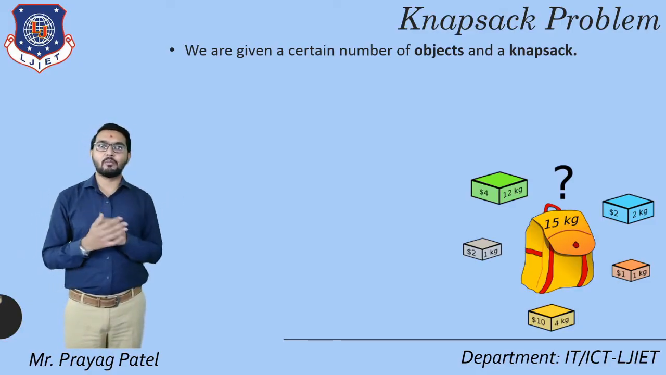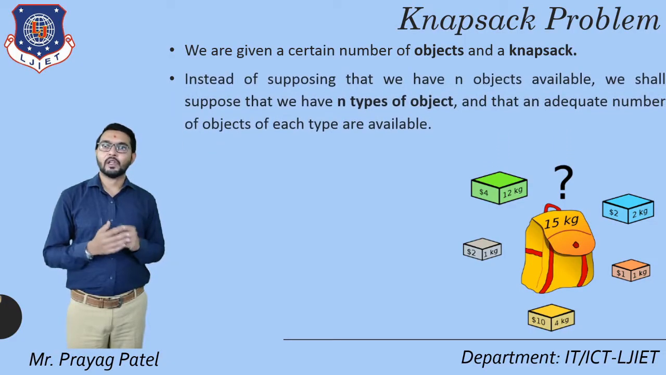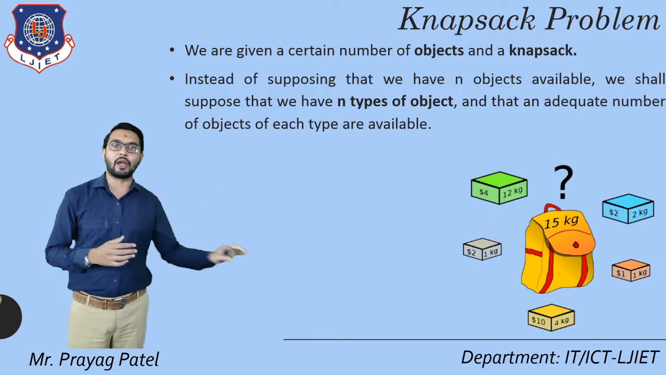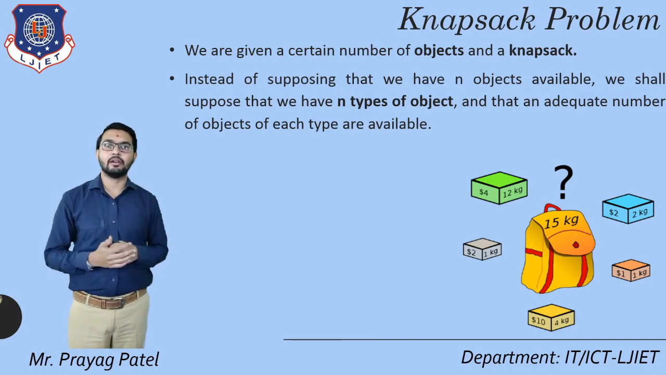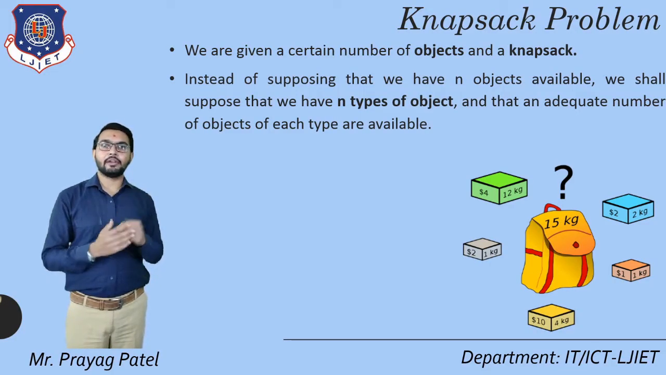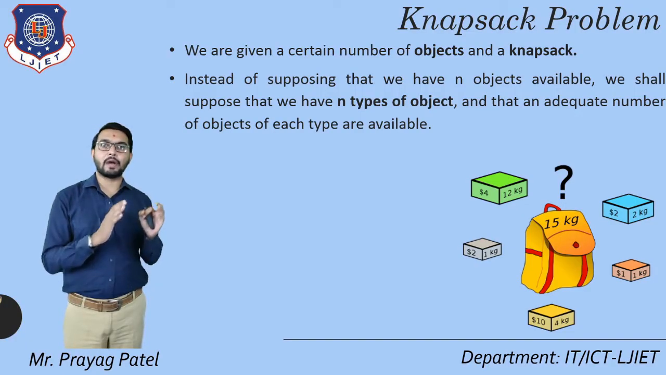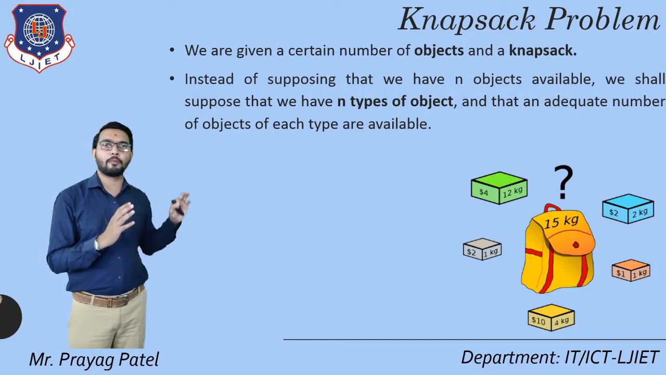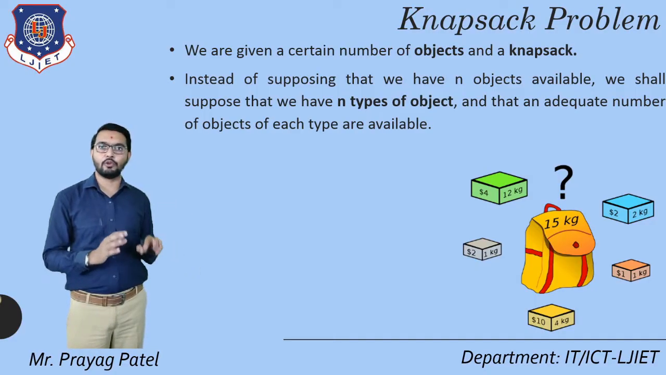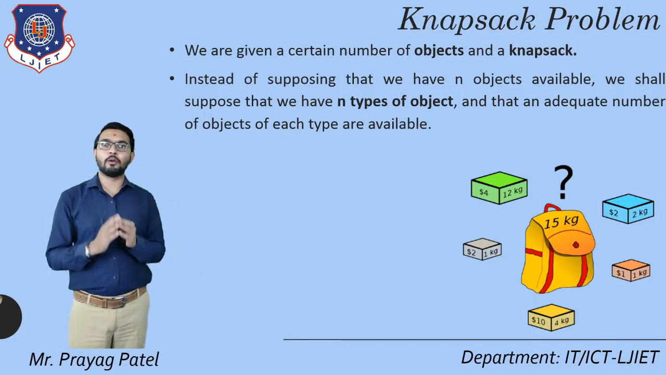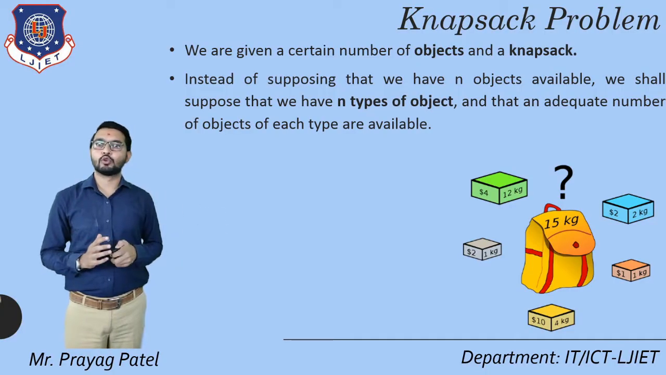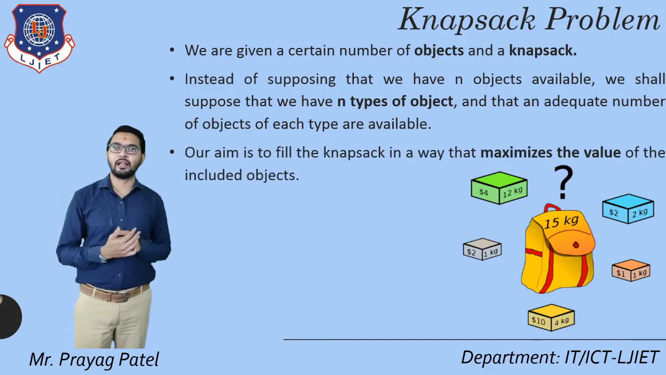We are given a certain number of objects and a knapsack. Here, instead of supposing that we have n objects available, we shall suppose that we have n types of objects. Means here consider 1, 2, 3, 4, 5 types of objects are available, and an adequate number of objects of each type are available. Means a sufficient number of objects are available for each type. If you want to select 5 objects of 2 kg, then it is possible. So consider this type of problem for the backtracking algorithm.